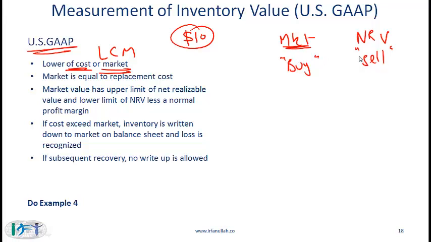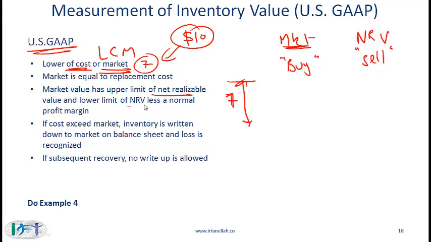Often these two would be very similar. In any case, let's say that the market price is 7. According to US GAAP, what we then do, simplistically at least, is write down from 10 to 7. US GAAP then goes and provides a further clarification. So we have written down our inventory to 7, but then we need to check whether this 7 is in a certain range. This 7 has to be within a range where the upper limit is the NRV and the lower limit is NRV less a normal profit margin.